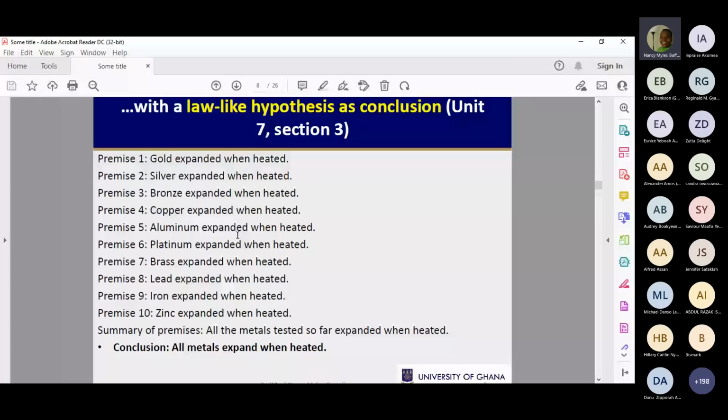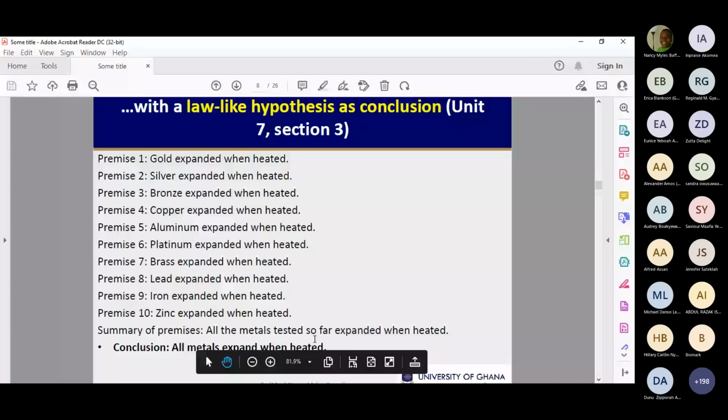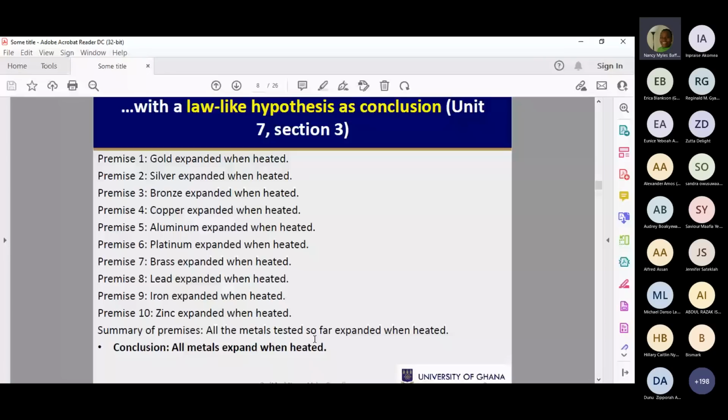The probability of this statement, all metals expand when heated, being true. You are increasing the degree, the likelihood. That's what the lady read for our induction 1. You have not proven. See the language, proof. You can't say you have proven that all metals expand. Science has proven that all metals expand when heated? If it is a proof, then there shouldn't be the possibility of falsification of that statement. Science hasn't proven that all metals expand when heated.